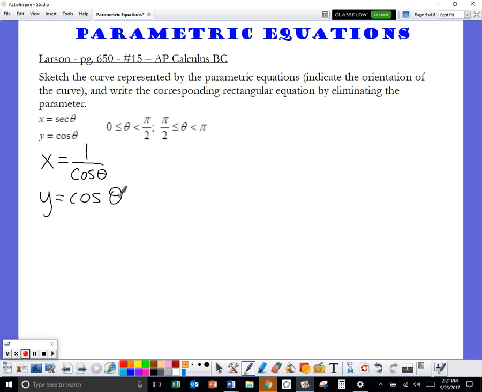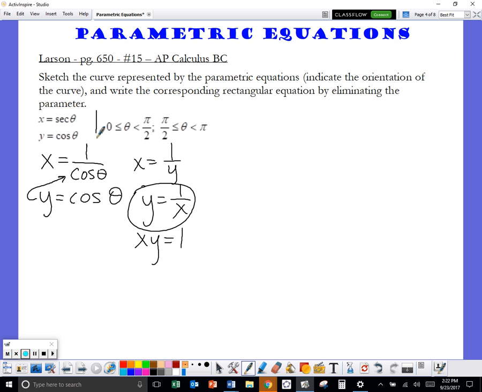So, replacing cosine of theta in the original equation with y, let's rewrite. X is now equal to 1 over y. Writing it as a function, y is equal to 1 over x, or x times y is equal to 1. That's written as a hyperbola. And that, of course, is the hyperbola with asymptotes that are the x and y axes. So y equals 1 over x is our curve in rectangular form, and we're going to go ahead and sketch it now.